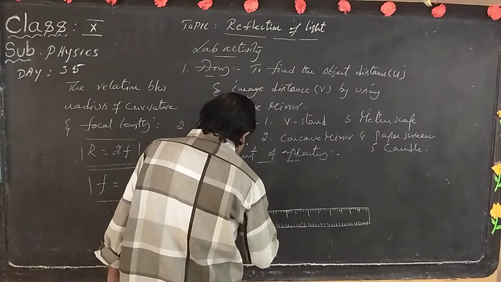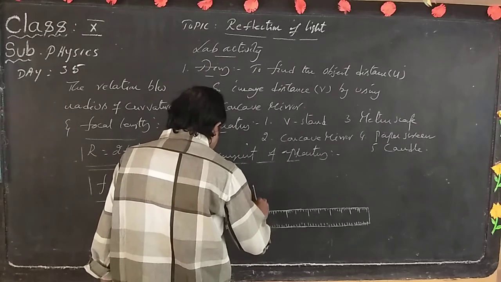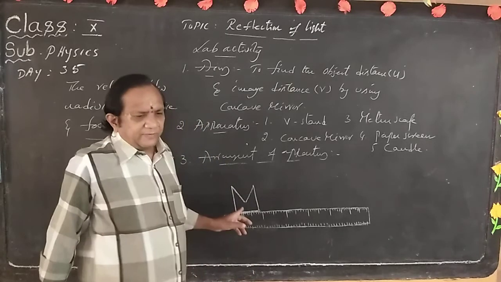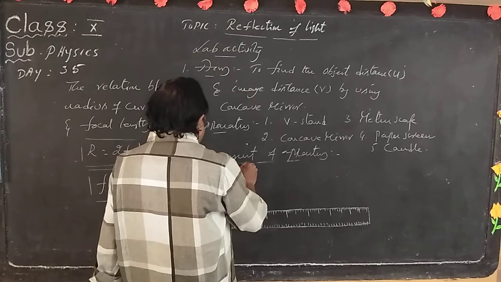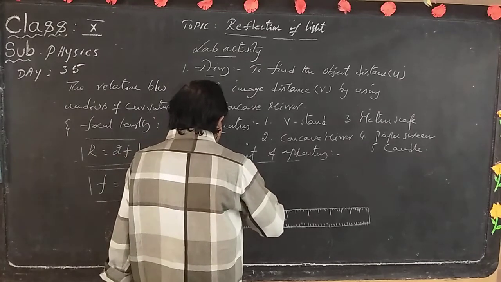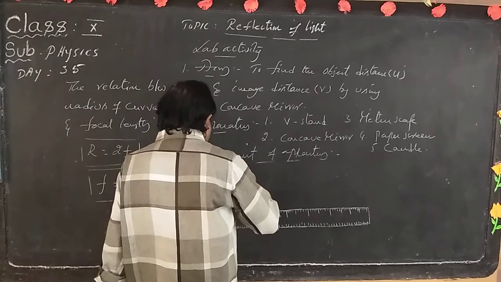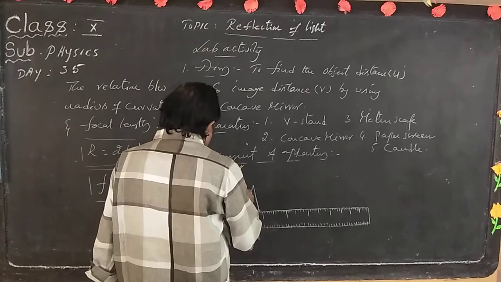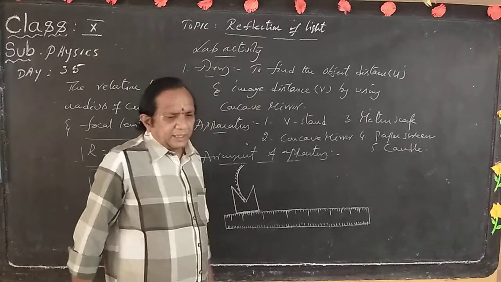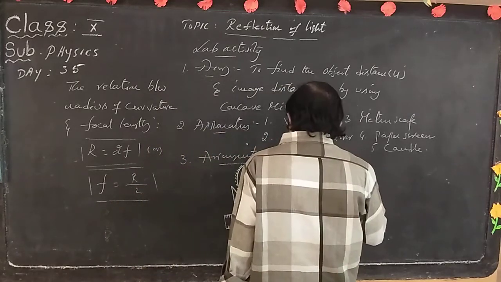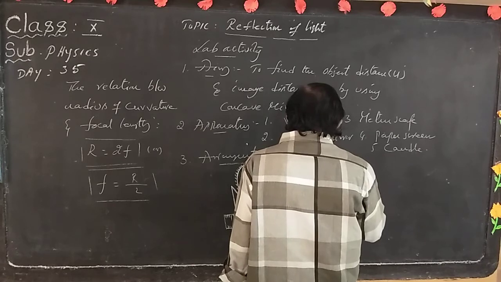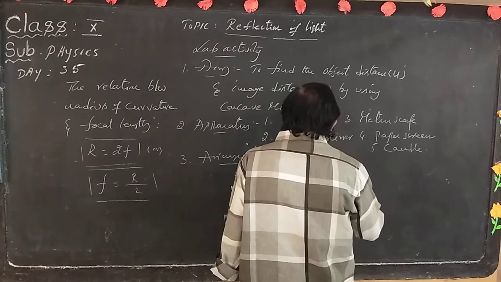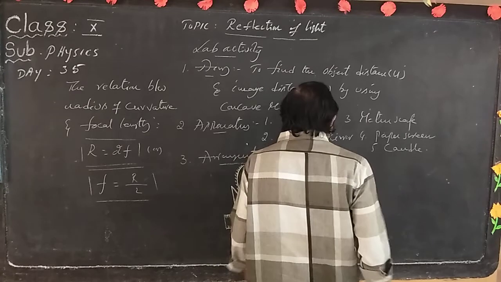The V stand is to be placed like this. On the V stand, we place the concave mirror, and on the other side we place the object. The object here is a candle, to be placed at one side.